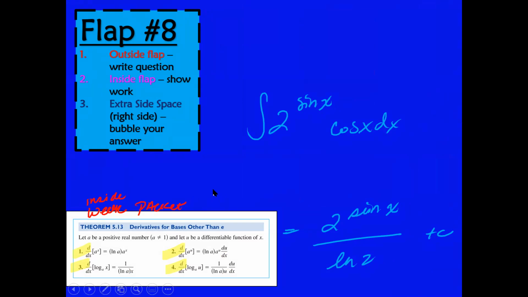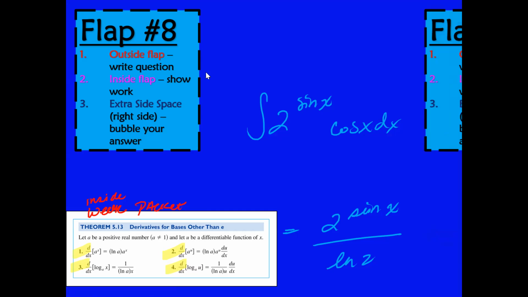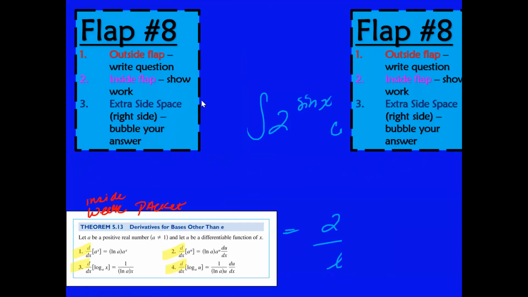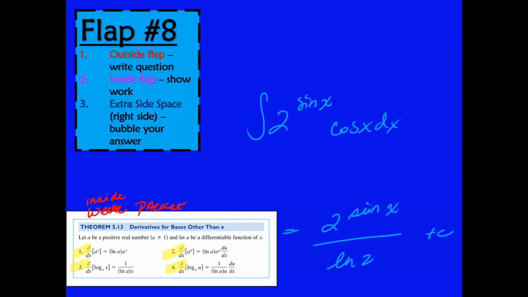All right, last example, which is number 8. Integral of 2 to the sine x times cosine x dx. Remember your formula that you want to use. Looking at this, I'm going to go ahead and say let u be sine x. Du is going to be cosine x dx. My dx is du over cosine x.